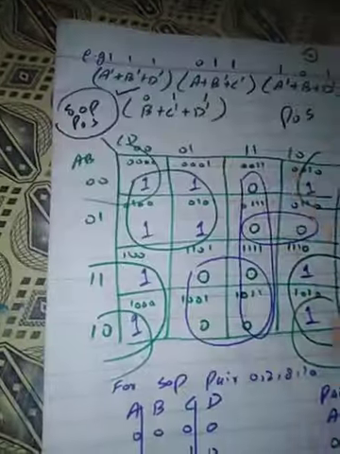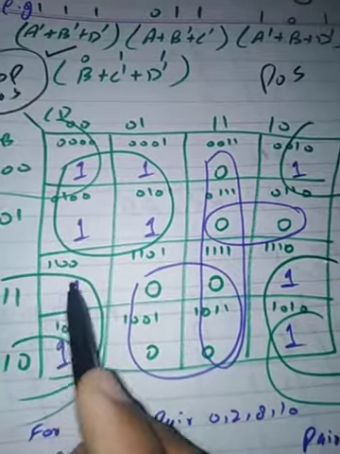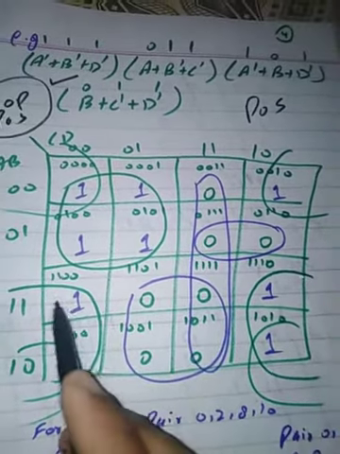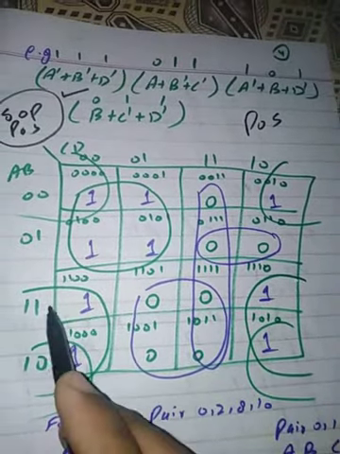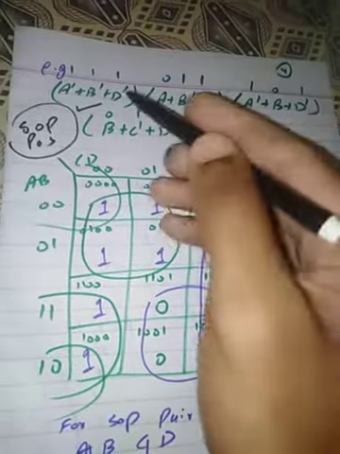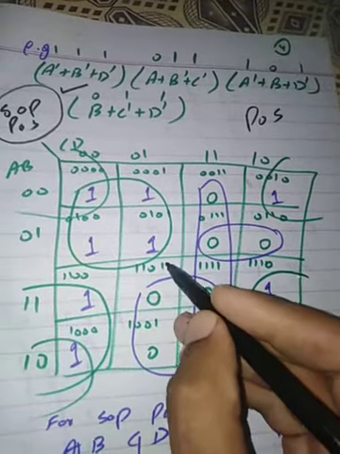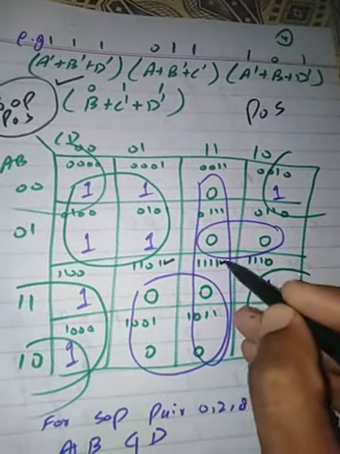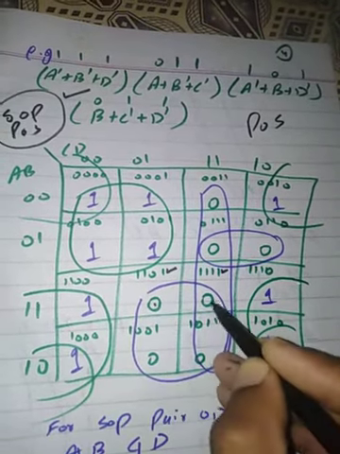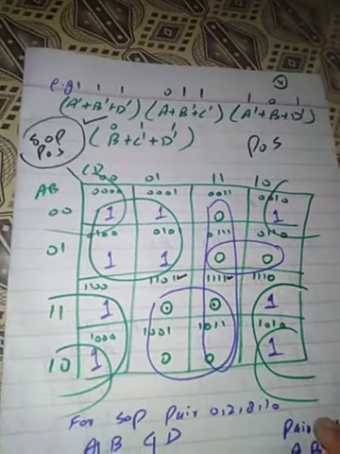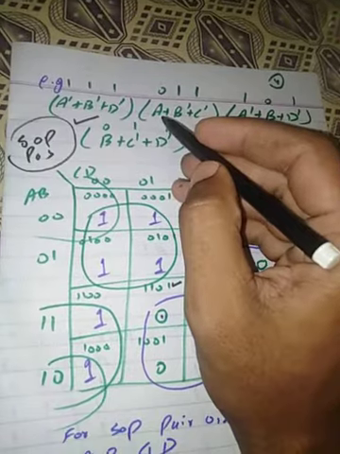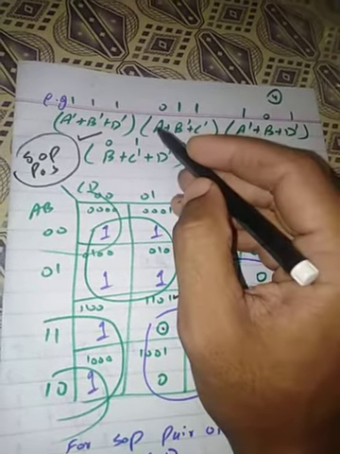A is 1, B is 1. Where A is 1 and B is 1? For this whole row, A is 1 and B is 1. And D is 1. D is 1 in this cell and D is 1 in this cell. So I have put 0 there and 0 there. And then the next term, A plus B complement plus C. So A is simple.